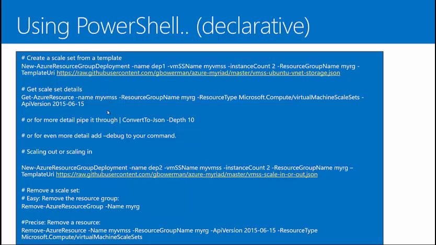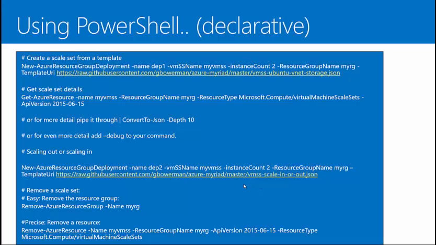So you could do a get, you could pipe it through ConvertTo-Json with a depth of 10 to get more details, or you could add the debug argument to the command to get the full packet of information that comes back when you do a get on a scale set. And similarly, if I just want to scale up or down, you could use the same template, or you could use a different template that just changes the capacity.